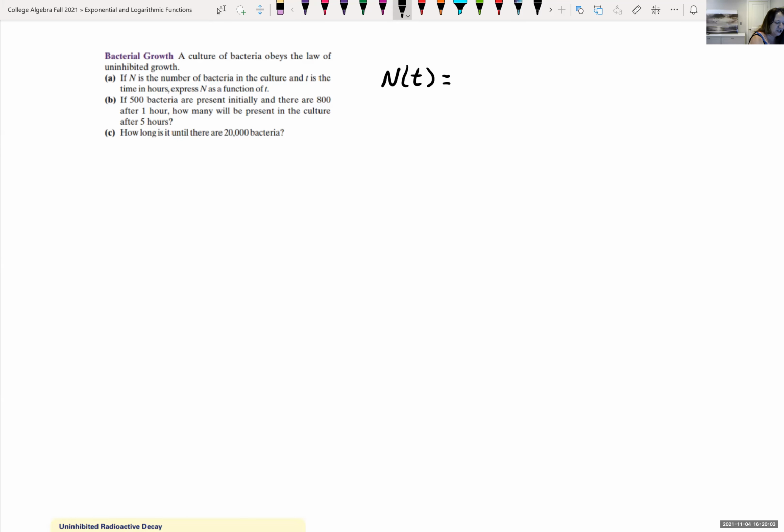When we have some initial amount, let's call it N sub 0, we have E raised to the rate that we're growing, which is K, to the T power. Okay, so part B, so that's part A. That's just the generic formula. And so now we're given information, so we can start figuring out what some of these variables are.